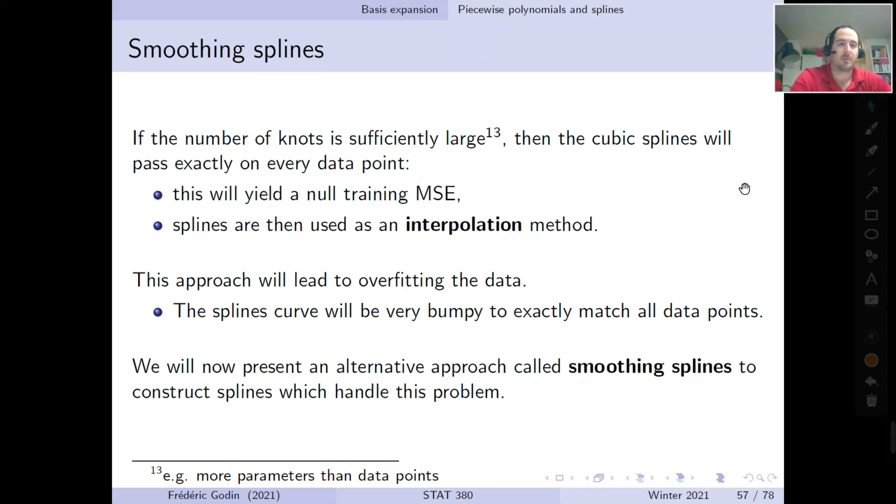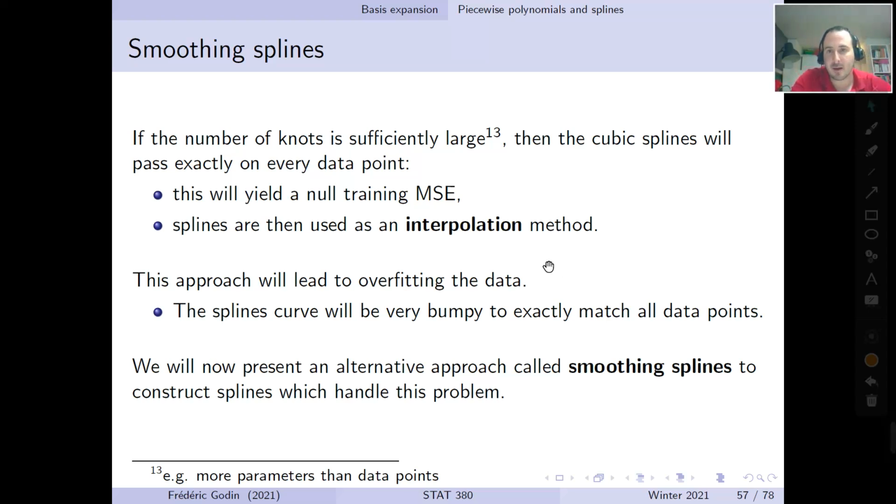Okay, so what happens in the regular splines case? If the number of knots is sufficiently large, then the cubic spline will pass exactly on every data point. Let's say you have n data points and you have, I think, n minus 3 or n minus 4 knots. Yes, because you have k plus 4 parameters, so I think it's n minus 4 knots. Then if you select the knots suitably and you have one data point per subinterval, you can have a spline which passes exactly through all the data points.